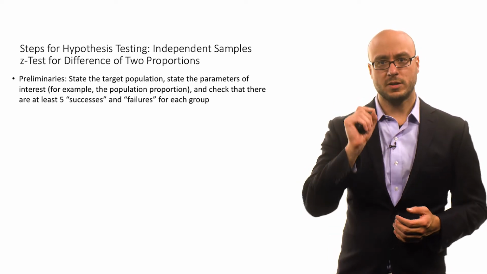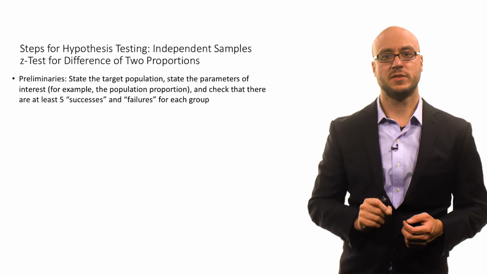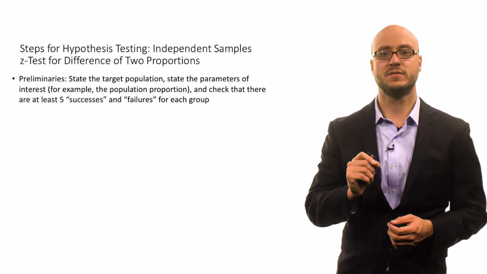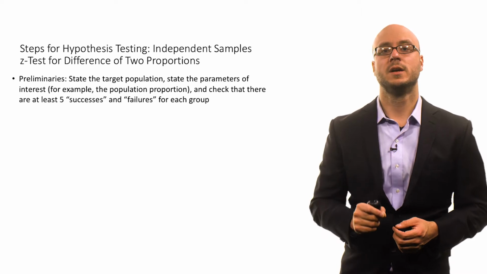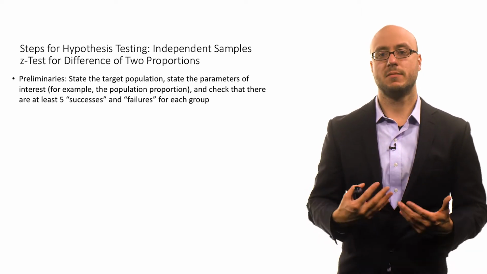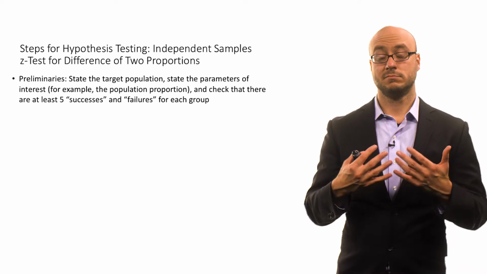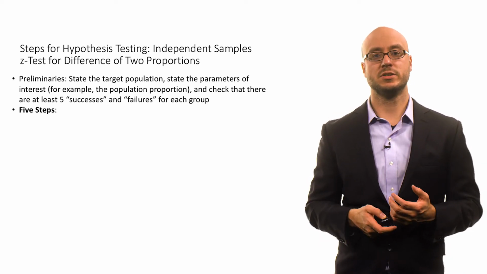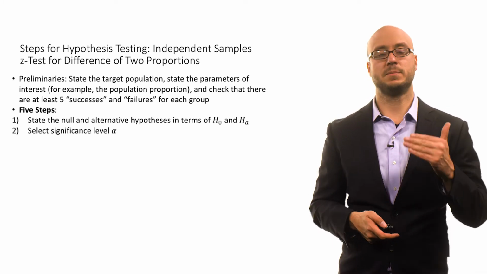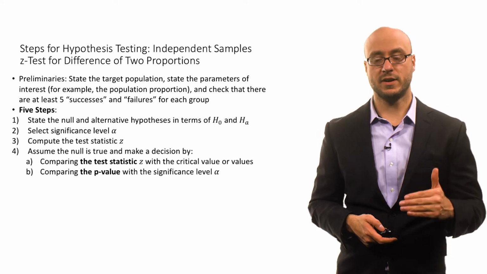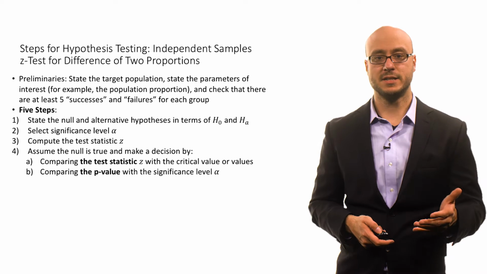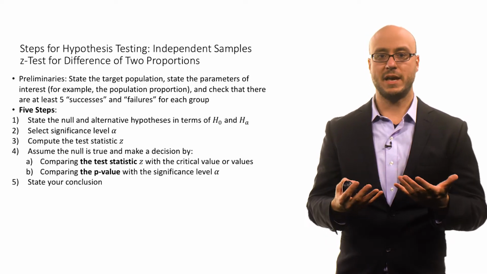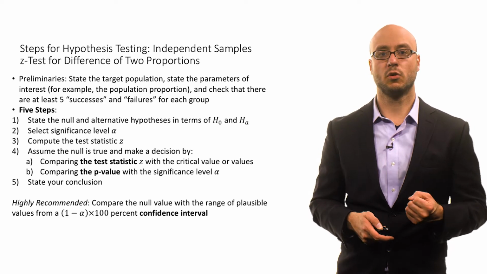When we talk about an independent sample z-test for the difference of two proportions, the main condition is that there must be at least 5 successes and 5 failures for each group. This is again an assumption about the population. In general, it means if we have a larger sample size, we can be more confident that this condition holds. There are 5 steps which we've covered before. The tests are very similar. You calculate the test statistic, you assume the null to be true, and you can make a conclusion based on a test statistic or p-value.